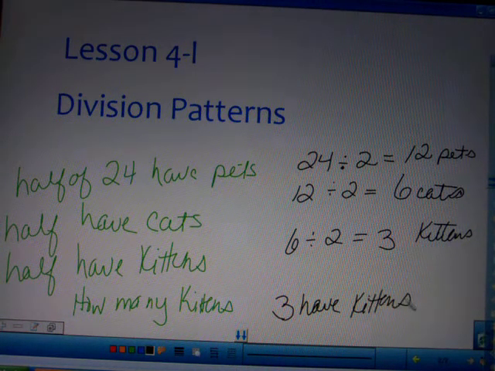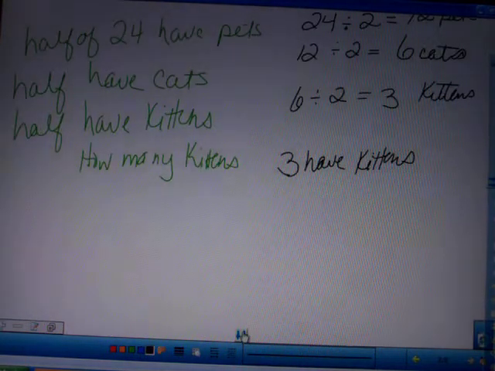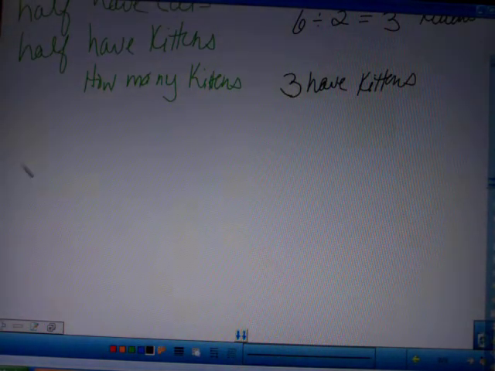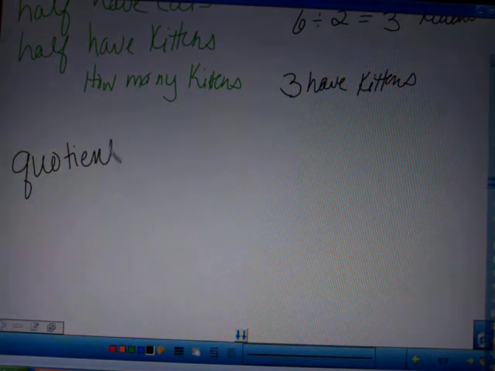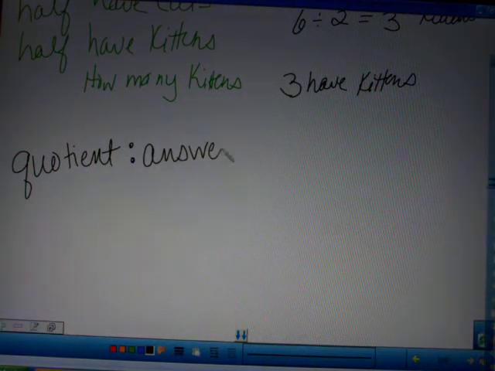So today what we're going to be looking for is 3 basic vocabulary words. And I will make sure that I keep referring to these as you go along. The first one is the quotient. And the quotient is always your answer when we're dealing with division. So the quotient of 6 divided by 2 is 3.